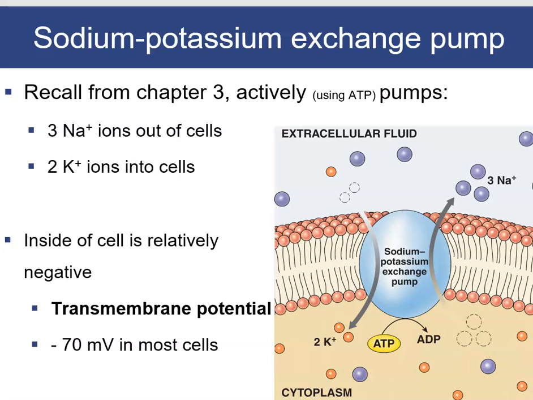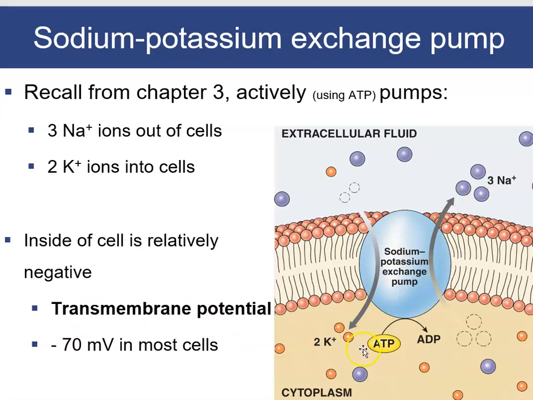Now let's review this pump. We talked about this back in Chapter 3. Remember, this is an active transport pump, which means it requires ATP in order to function. And what it does, for every 1 molecule of ATP, it will pump 3 sodium ions out of the cell and at the same time bring 2 potassium ions in.